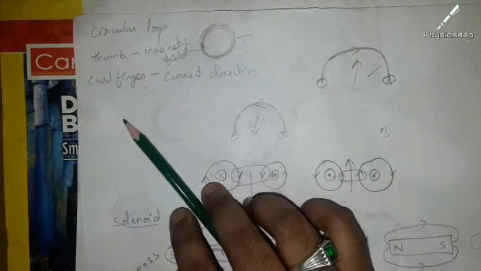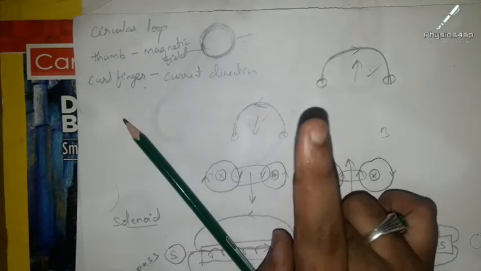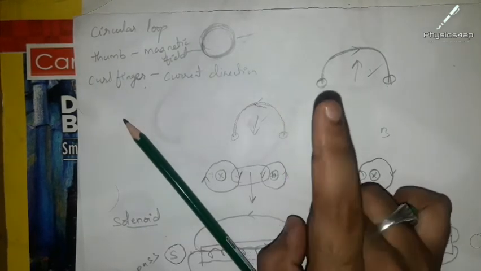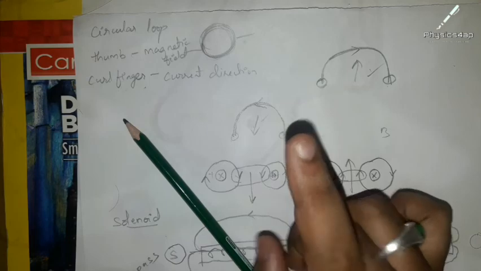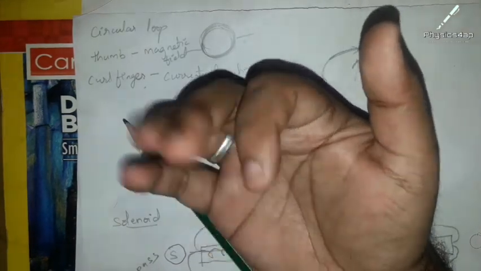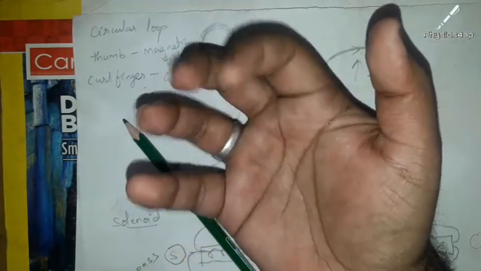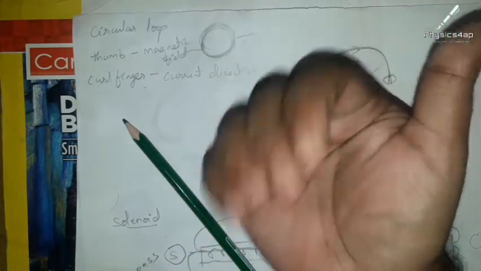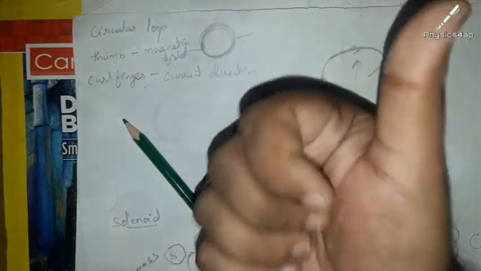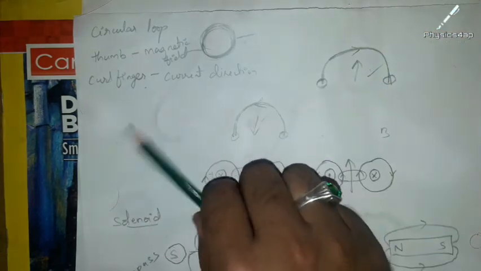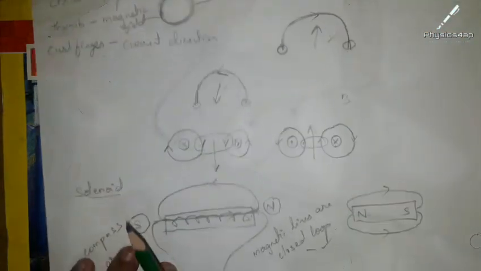Remember the right hand thumb rule: see the direction of the current, whether it is moving in a straight line or in a curve. If it is moving in a straight line, use the thumb as the current. If it is moving in curves, use the curled fingers as the direction of the current. Automatically, the other one will represent the direction of the magnetic field.